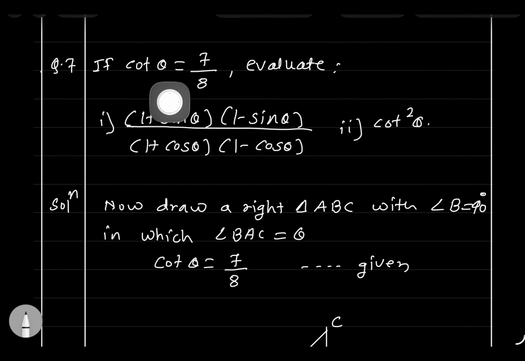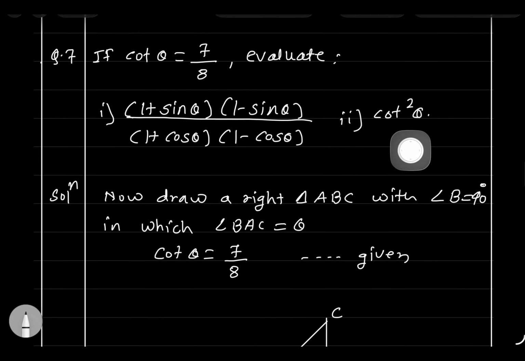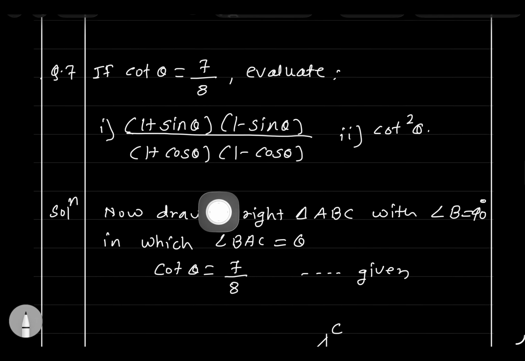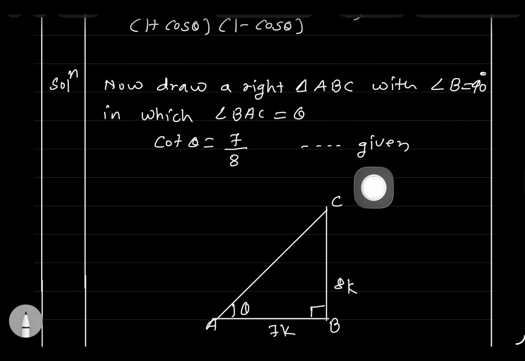Now question number 7. If cot theta equal to 7 upon 8, evaluate: first, (1 plus sin theta)(1 minus sin theta) upon (1 plus cos theta)(1 minus cos theta); second, cot square theta. So see here, cot theta is given, 7 upon 8, so we can find out the third side.